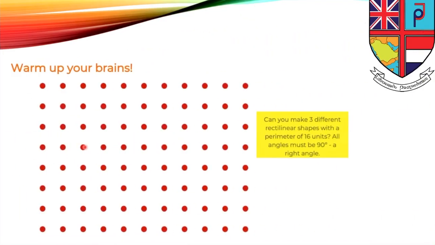So let's warm up our brains. On your dotted paper that you printed out, or on your lined paper, whatever paper you're using, with a nice sharp pencil and ruler, can you make three different rectilinear shapes with a perimeter of 16 units? You may be wondering how long a unit is, and that's entirely up to you. Our screens are all different sizes, so we just use the word units. There's no pressure to use centimeters or millimeters.